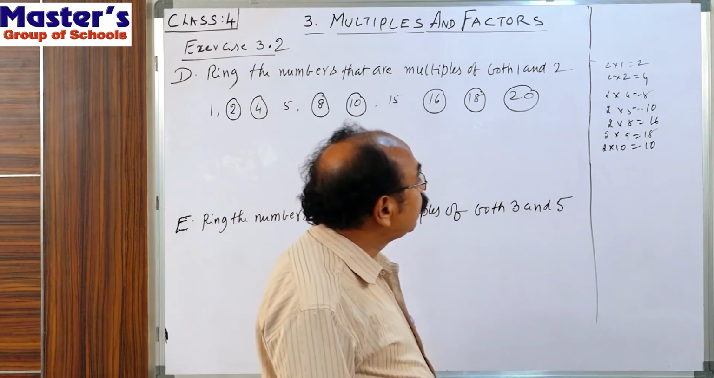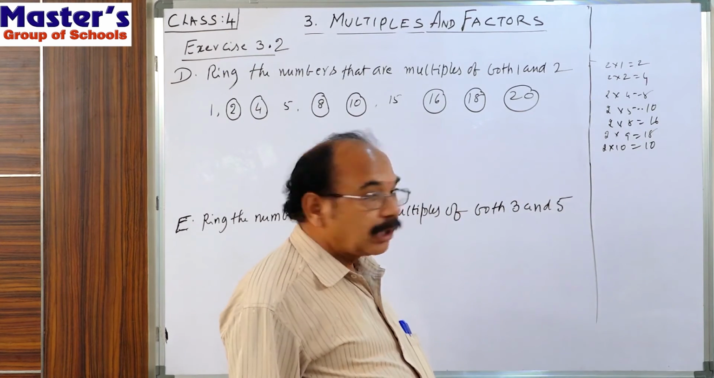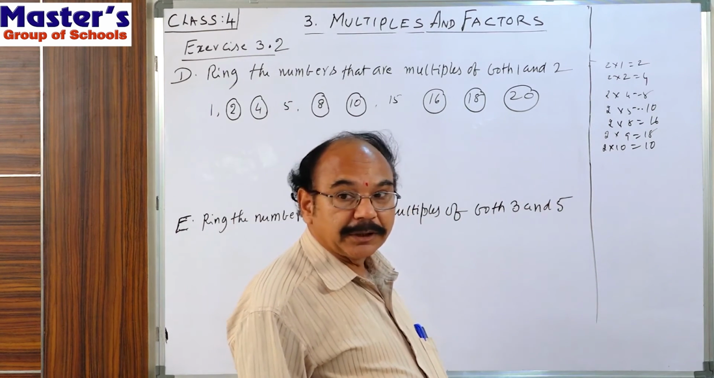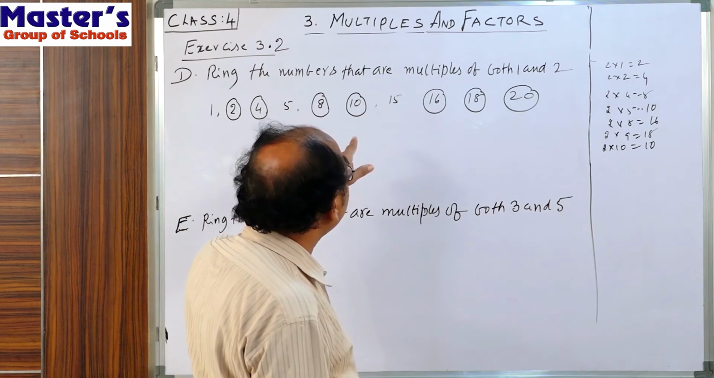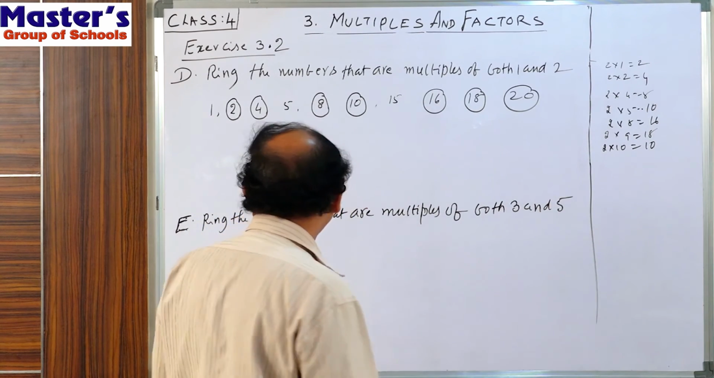And 2 can divide all these numbers. 2 can divide all these numbers exactly, that means leaving the remainder 0. That's why these are the numbers multiples of both 1 and 2.